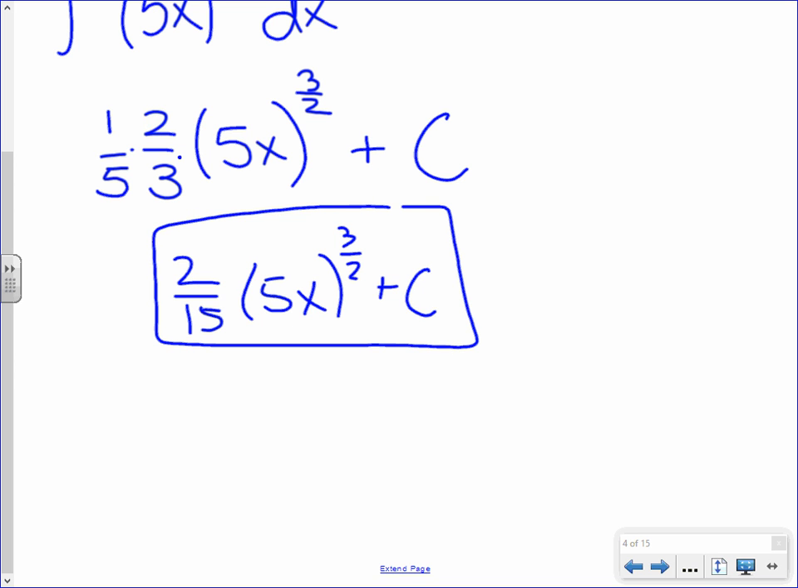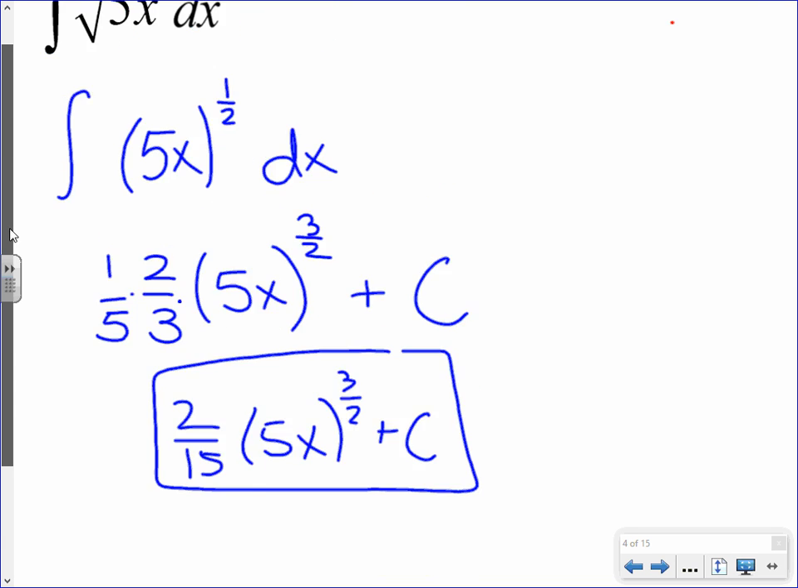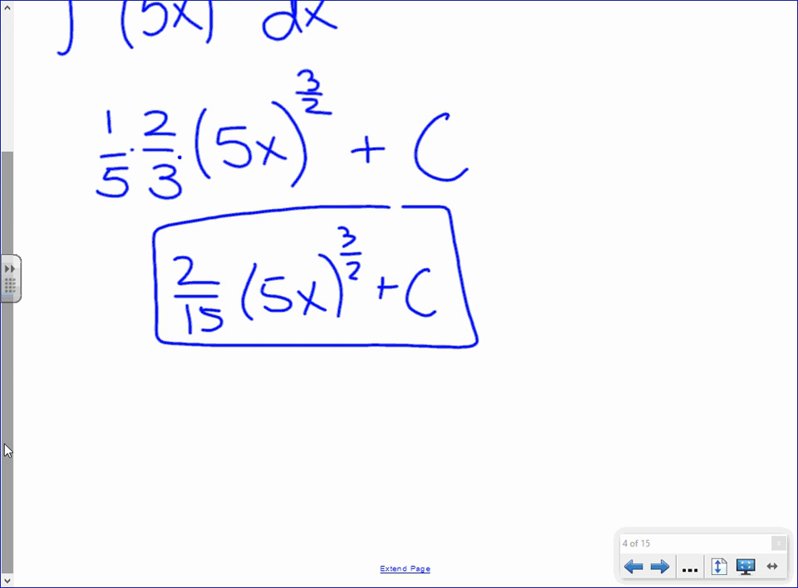Now, how do we know if we have the right answer or not? If we take the derivative, we should get back to what we started with. Okay, you want to check? We take the derivative, we would have 2/15 times power rule, 3/2 times 5x to subtract the power times chain rule of 5. So the 2's cancel out, 3/15 times 5 cancels out, and we're left with 5x to the 1/2. We're right.